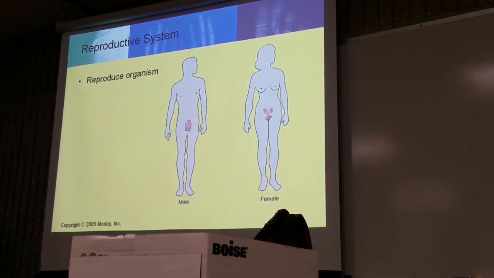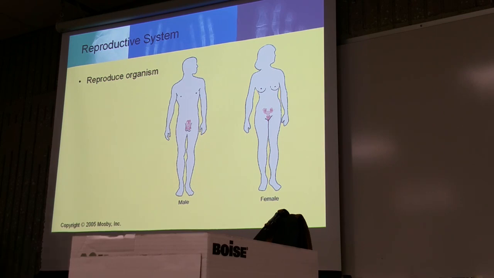The reproductive organs, male versus female. Do we do any type of reproductive procedures in x-rays? We actually do. Okay, have you guys heard of a hysterosalpingogram? Hysterosalpingogram, okay? It's a radiographic study of the female reproductive organs. So it is something that we do in radiology.